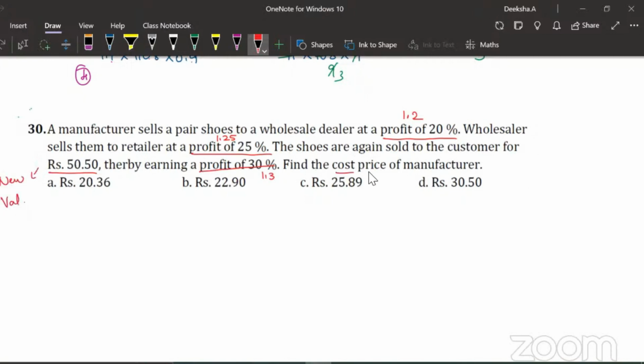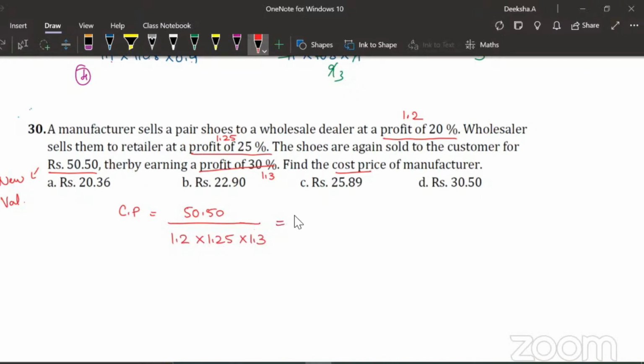You are supposed to find the cost price of the manufacturer, meaning the original value, which is the old value. This is the new value given. You know, the new value should be divided by the percentage factor. The new value is 50.50. All these 3 percentage factors we will divide: 1.2, 1.25 and 1.3.